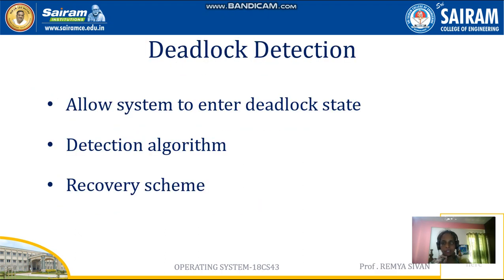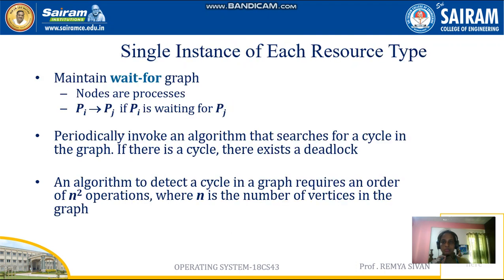So deadlock detection. Deadlock detection is allowing the system to enter the deadlock state, detect it with an algorithm, and after that recovery. So the deadlock detection algorithm is classified into two divisions. First one is single instance of each resource type, and second one is multiple instances of each resource type.